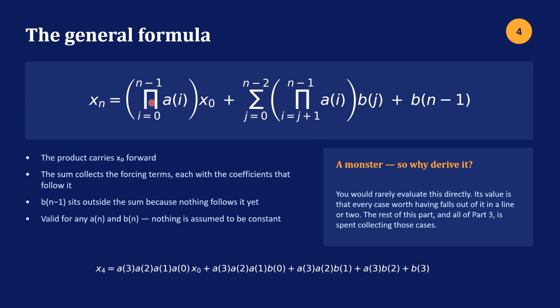It's a monster. Yeah, it's kind of ugly looking. So why do we derive it? We would rarely evaluate this directly. Its value is that every case worth having falls out of it in a line or two. The rest of this lesson and part of lesson 3 is spent collecting those cases. So what I'm saying here is that normally you'll see a pattern and you won't have this ugly equation. You can just write it down as a simpler equation, but we'll see that. It'll become obvious when we do some examples.